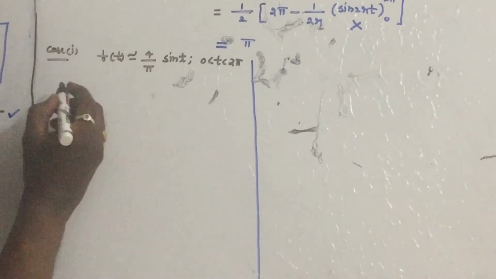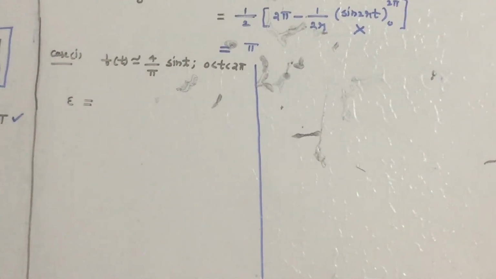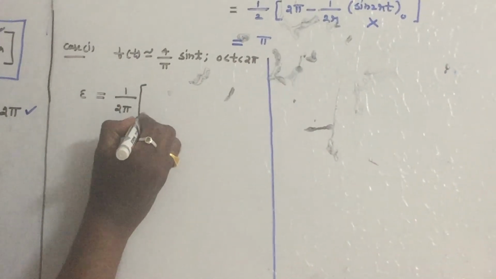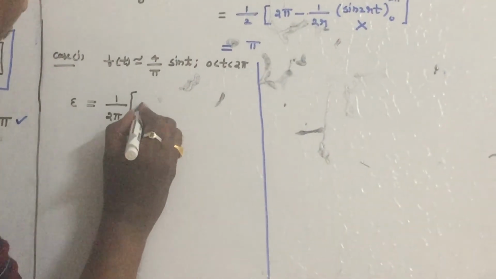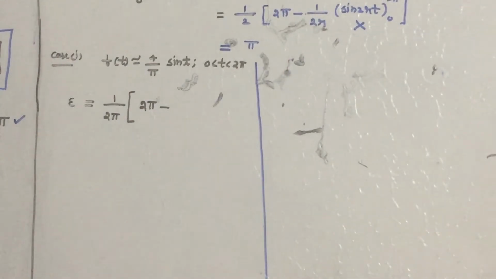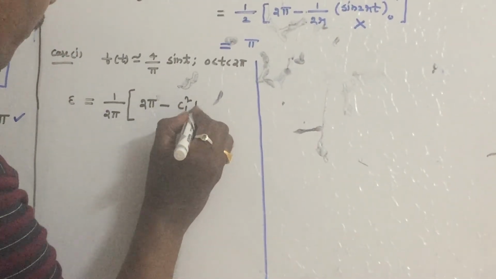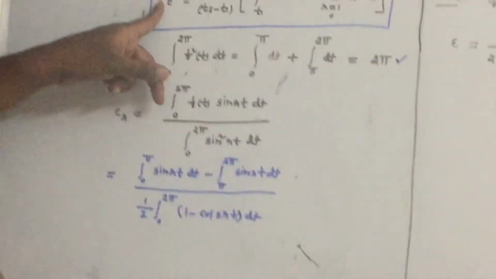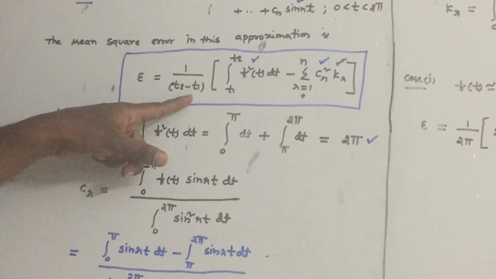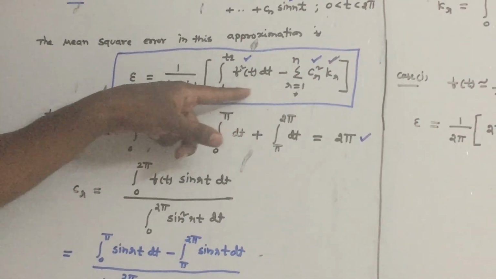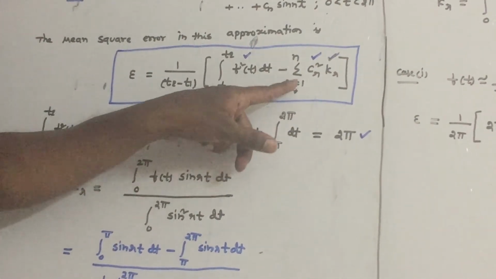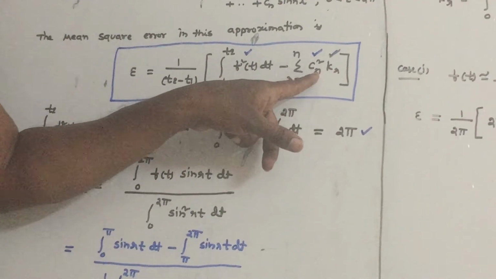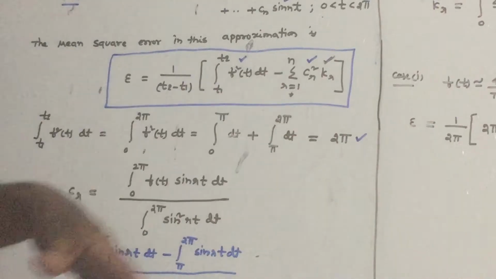So therefore, let us substitute to find the error. What is the error formula? So 1 by t2 minus t1, that is 1 by 2 pi, integral of f square t, which we got as 2 pi, minus C1 square K1. You can see that from this formula I have substituted 1 by t2 minus t1 as 1 by 2 pi, integral 0 to 2 pi, already calculated as 2 pi, just because we have taken only one value C1. So C1 square K1, we have calculated C1 and K1, just to substitute.